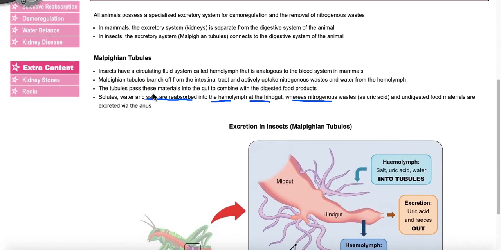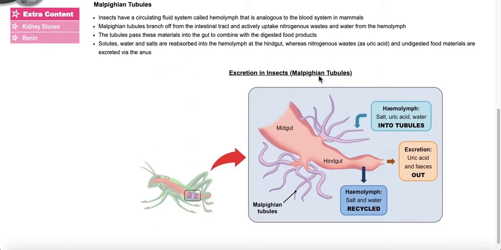So pretty much what you have to understand is the anatomy of these Malpighian tubules. One of the biggest differences between the mammal kidney and the insect Malpighian tubules is that the kidneys are completely separate from the digestive system of the animal, whereas the Malpighian tubules are connected to the digestive system of the insect. So here we see a picture of excretion in insects, and we see a picture of these Malpighian tubules, which are these little tubules that extend from the gut.